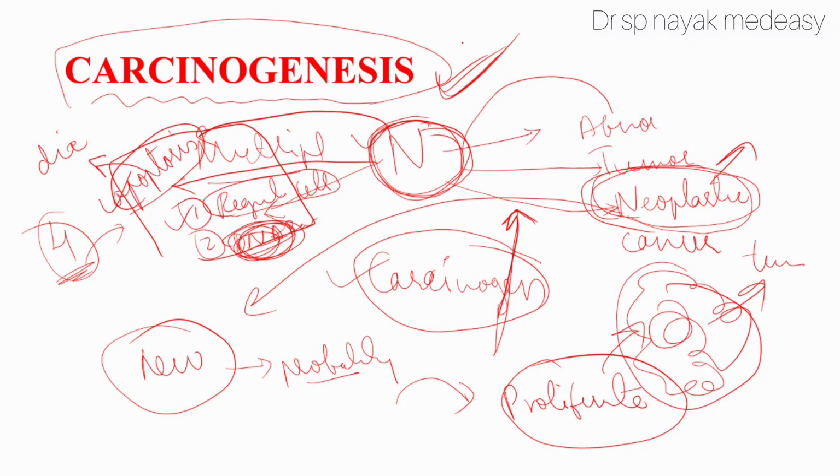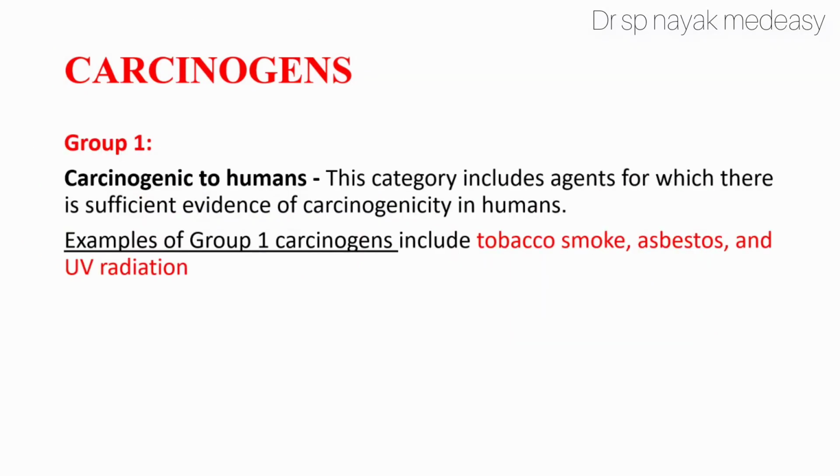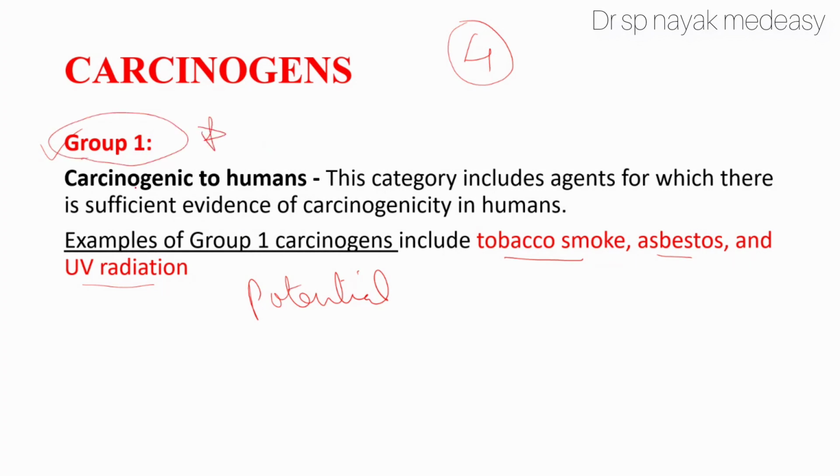Now you understood what is carcinogenesis, and what is a carcinogen. A carcinogen is the agent which will cause carcinogenesis. Now you see, among carcinogens we have four groups. Listen carefully, this is a very, very important and competitive point. The first group of carcinogenic agents, for example, includes tobacco smoke, asbestos, and UV radiation. These are very potent carcinogenic agents. Group 1 agents are very, very dangerous.